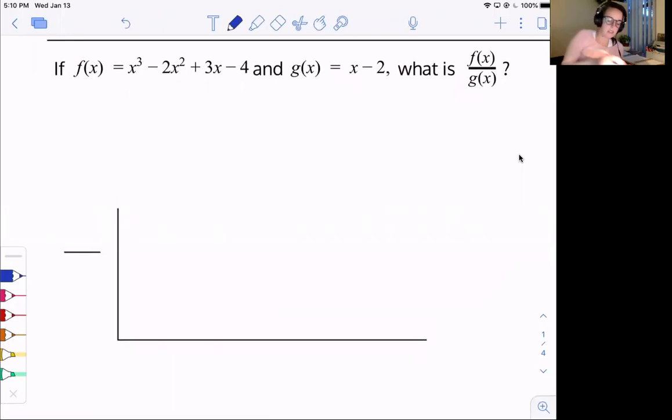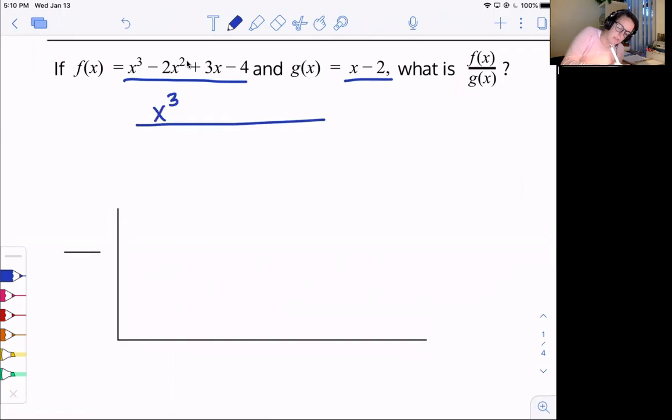It says if f of x equals this and g of x equals this, then what is f of x over g of x, or f of x divided by g of x? So the way I'm going to start is, first thing, I'm going to write my problem. So I want a big long fraction, and I want f on the top. So I'm going to put x to the third minus 2x squared plus 3x minus 4. And then it says g of x is the denominator, right? So I'm dividing by x minus 2. Okay? So that is the setup of our problem. This is the problem that we are trying to solve.